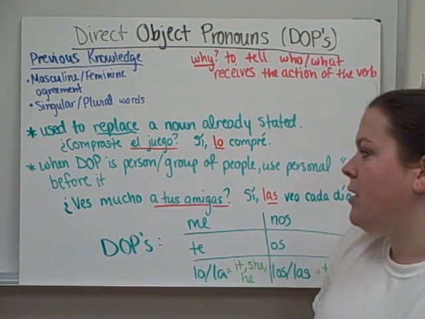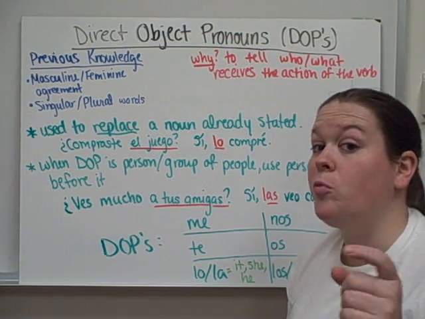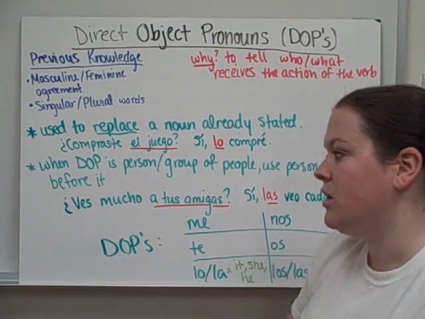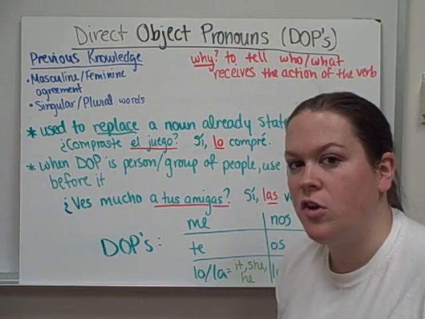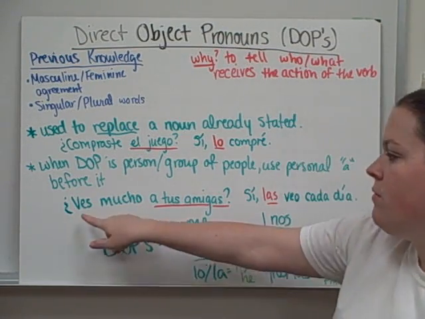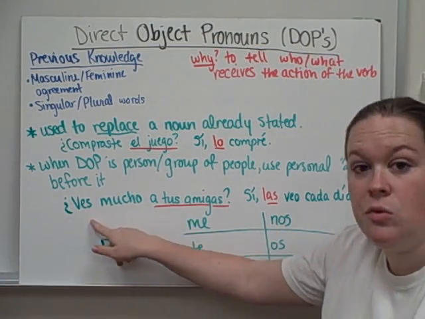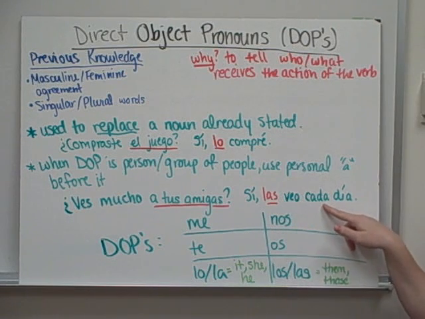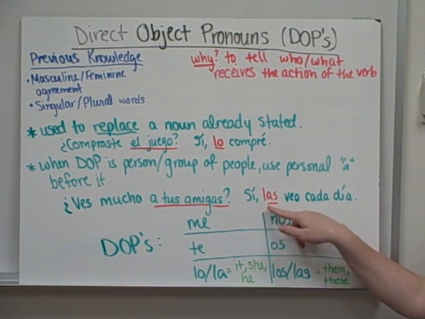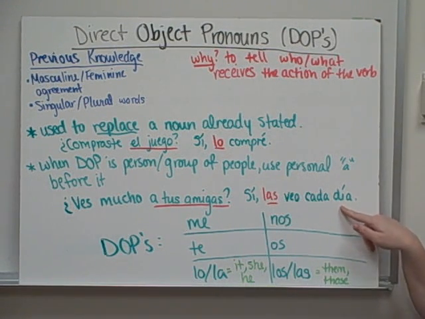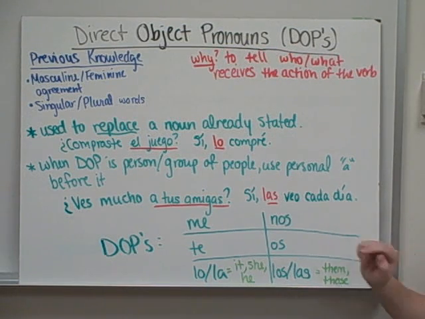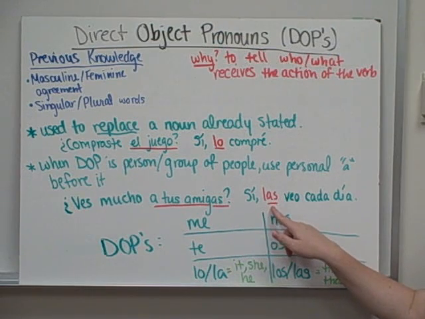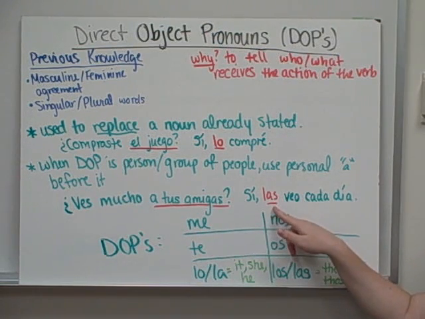When a direct object pronoun is a person or a group of people, we need to use the personal a before it. It's kind of like a little clue to help us know, oh, hey, that's the DOP. ¿Ves mucho a tus amigas? Do you see your friends a lot? And the answer, yes, I see them. Las veo cada día, every day, or each day. So, a tus amigas, the personal a, gets subbed out and becomes them instead of your friends or my friends.